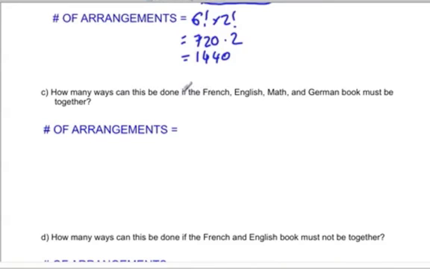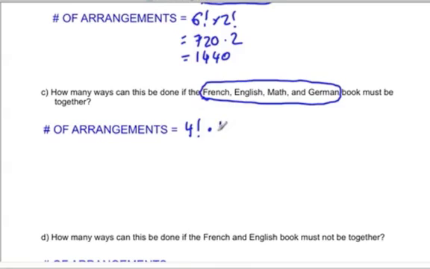Now, next question. We're going to block the French, English, math, and German books together. So we're going to treat them as one single unit. Well, now we've got 3 other books and this block book. So there are 4 factorial ways we could arrange those. Times, because now we could arrange these books within the block, and the number of ways that you could arrange 4 objects is going to be 4 factorial. Because we have 4 choices for the book on the left. We could choose French, English, math, or German. Then for the next book over, we could choose from the other 3. So it would end up being 4 times 3 times 2 times 1, which is going to be 24 times 24, which is equal to 576.